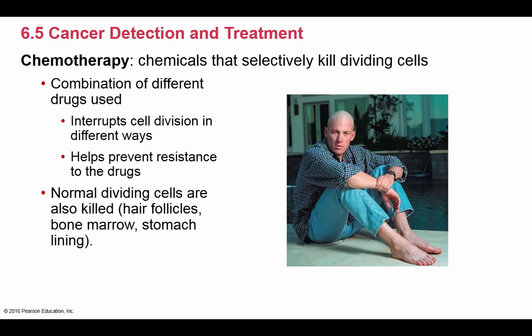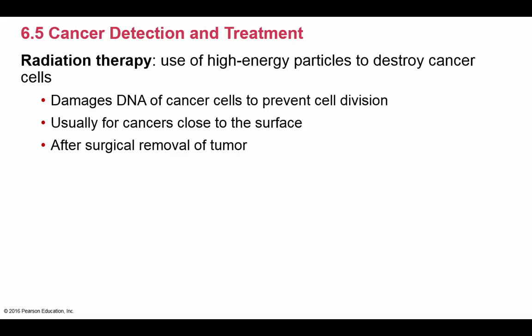Normal dividing cells, though, are also killed. So this is why a lot of times people that are undergoing chemotherapy are going to lose their hair, because the hair cells that are dividing get killed. It can cause problems in bone marrow. It can also kill the lining of your stomach, which can cause a lot of sickness that's associated with the chemotherapy.